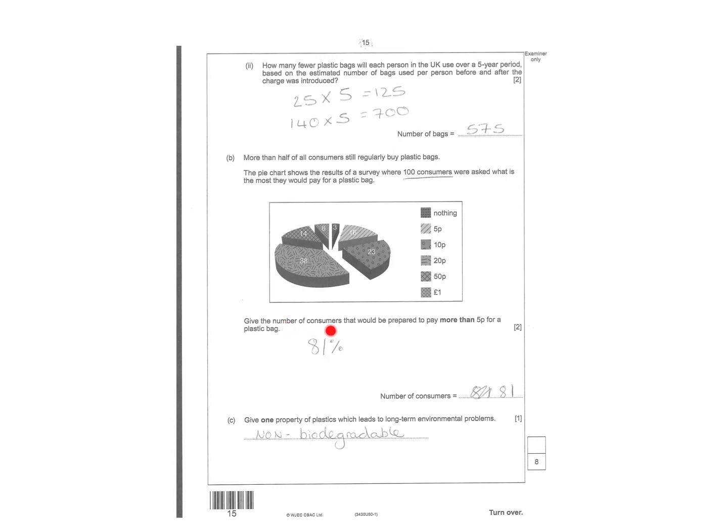Give the number of consumers that are prepared to pay more than 5p for a plastic bag. So you're looking at that one plus that one plus that one plus that one, more than 5p, so they're not willing to pay 5p. So add them up. Give one property of plastics that leads to long-term environmental problems. They are non-biodegradable.